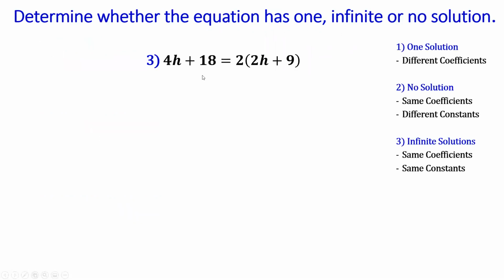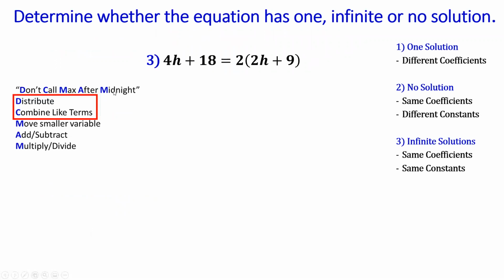Let's begin by looking at number 3. Before you can classify number 3, you need to solve it by using don't call max or midnight. But you don't need to solve it completely. You just need to do 2 of the steps, and the 2 steps you need to do are the ones I boxed. You need to distribute and you need to combine like terms. Once you take care of those 2 steps, you're then ready to classify.